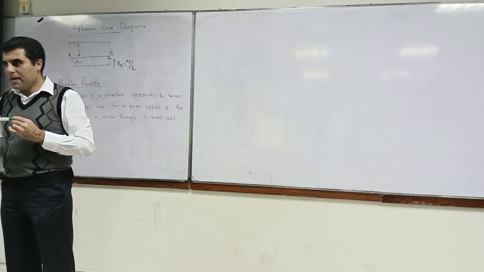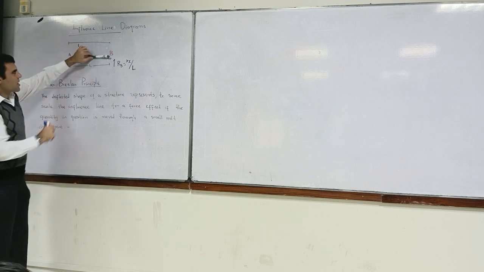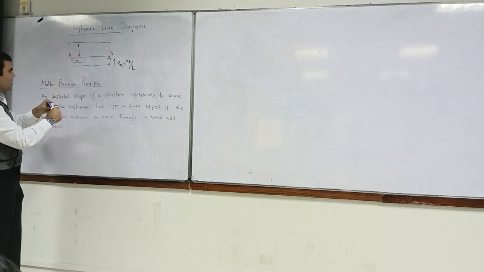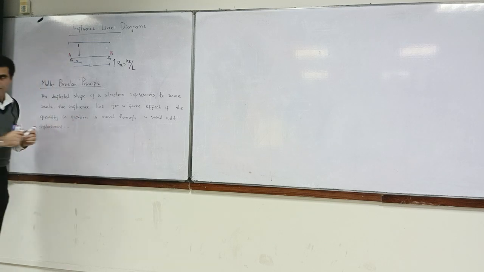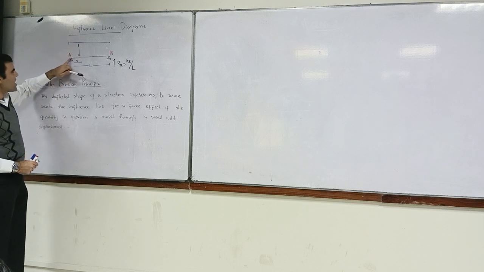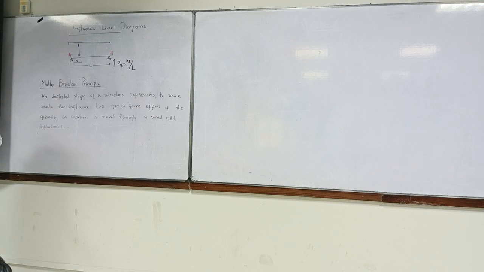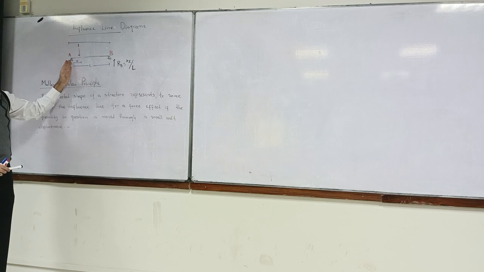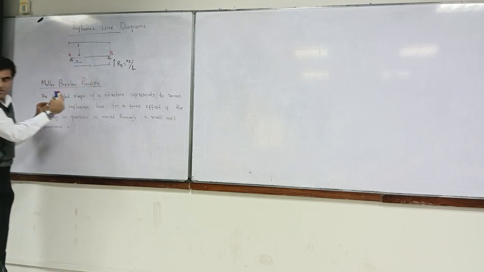Let us see what it means. I have got this structure, which is a simply supported structure. This is my simple support. I am interested in finding out my reaction at A. So the restraint which is applied to A, I remove that. So this will become unstable and it will come down.